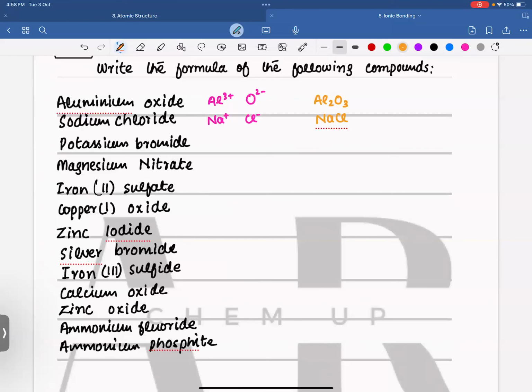And if there is a non-metal bonded with oxygen and forming a negative ion, then the suffix is replaced by ITE or ATE. The one with less oxygen is ITE, like SO3 2-, which is sulfite, and the one with more oxygen is ATE, like SO4 2- is sulfate. In the same way, NO2 minus 1 is nitrite, and NO3 minus 1 is nitrate. Is this clear? Yes, sir.